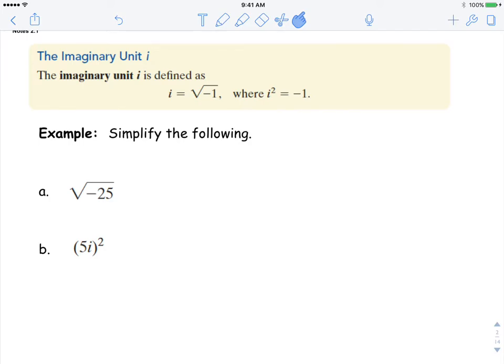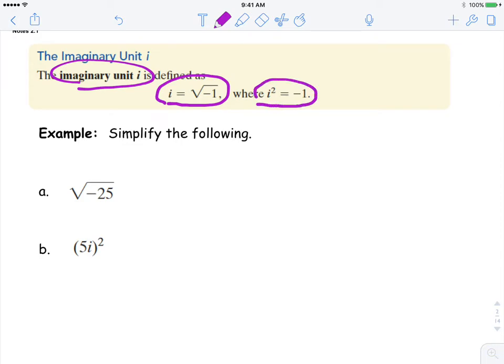All right, this is on imaginary units and complex numbers. In the yellow box is the definition of an imaginary unit. It is defined by the little letter i. So i represents the square root of -1. When you see i squared, it equals -1.